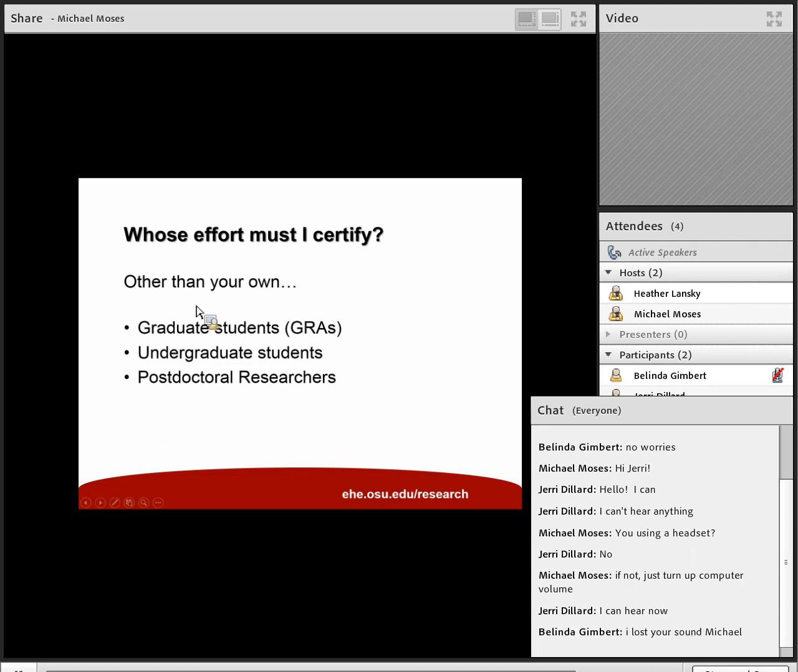So faculty have to certify their own effort, and then also for any students working on their projects, graduate, undergraduate, and postdoc researchers. A PI might have non-student staff such as research associates, program managers, program coordinators. Those individuals do certify their own time.